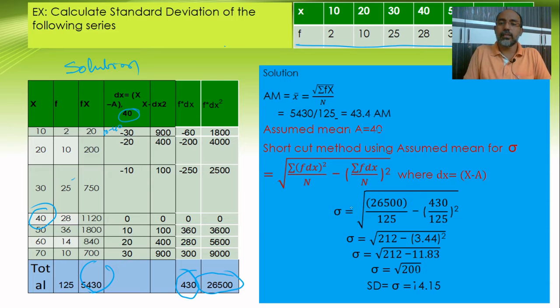So according to that, you have taken the data. So dx you found. After that, dx square you have to calculate. Then f into dx and f into dx square. These are required. Hence we have calculated these values in the additional columns.